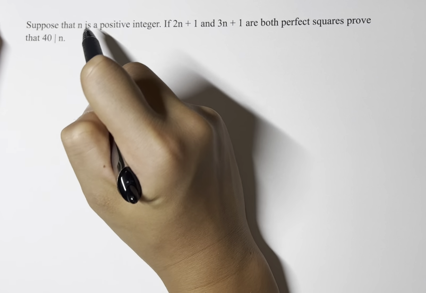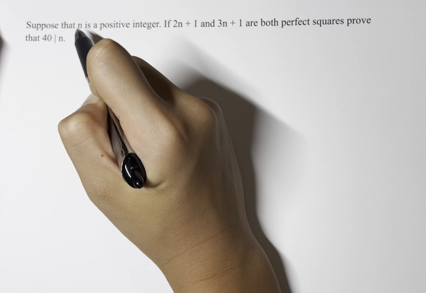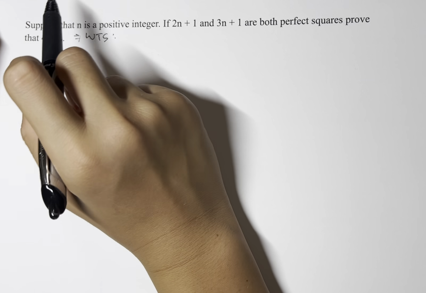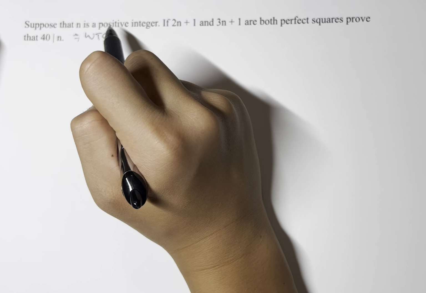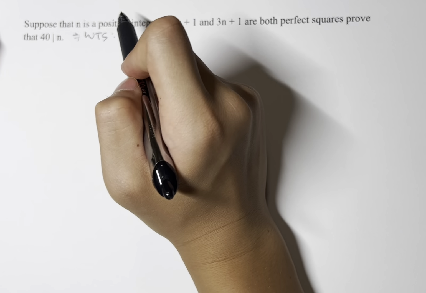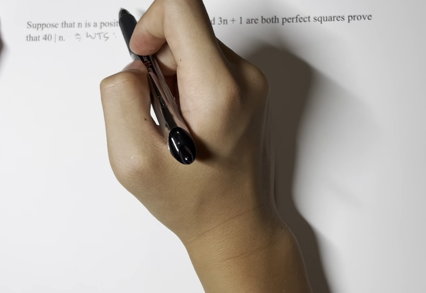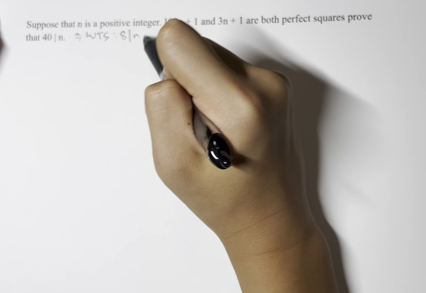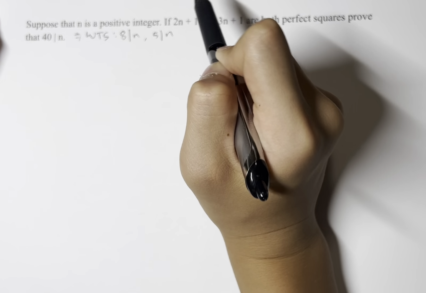What we need to show is that 40 is a factor of n, but we don't know the divisibility rule for 40 and it's complicated. So we can break 40 down into 8 and 5 because 5 times 8 equals 40. So what we need to show is that if 8 is a factor of n and 5 is a factor of n, then the proof is complete.